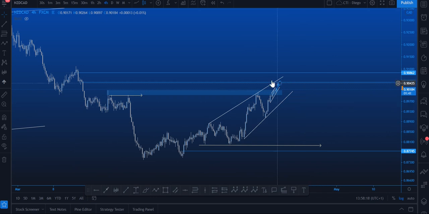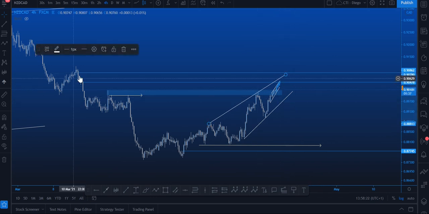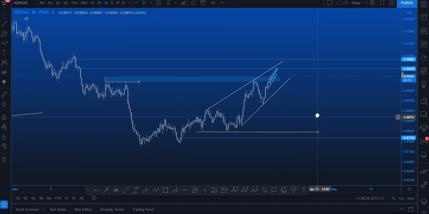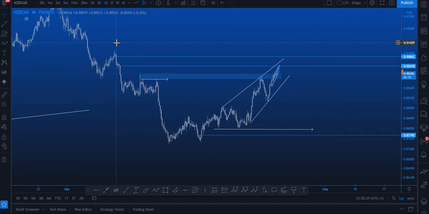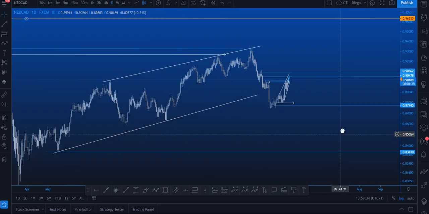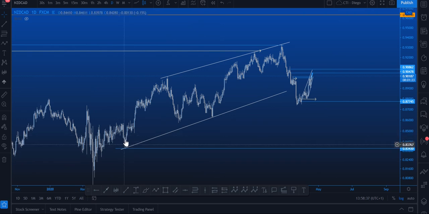I've got plan A here, which is a high probability. And this would be the extreme scenario as a plan B. So this is the game plan for New Zealand CAD. Take profit 1 would be this level of unfilled liquidity, and further long-term profits is the start of this pattern.